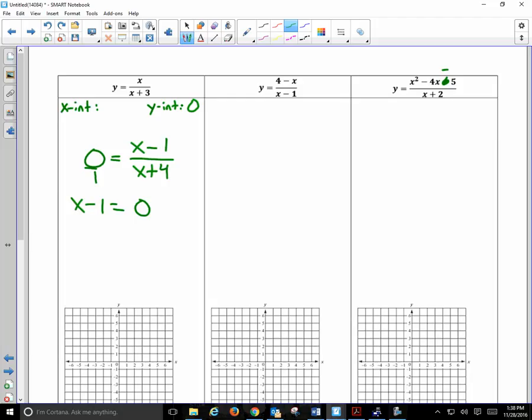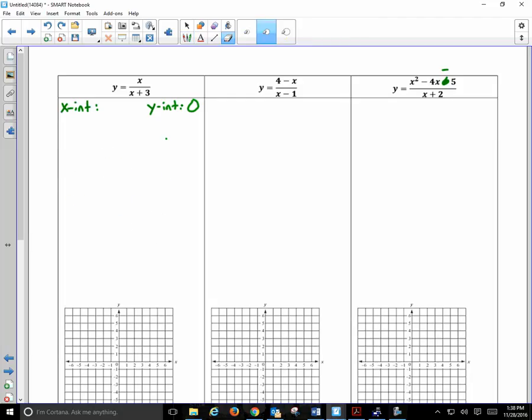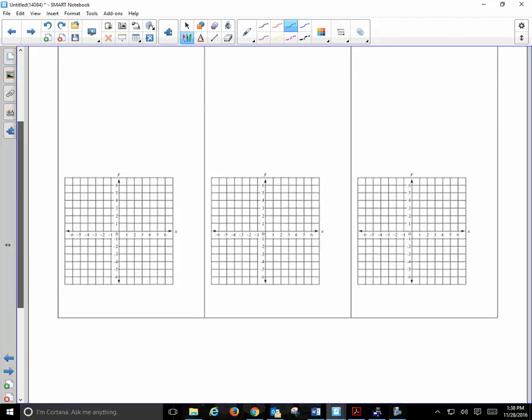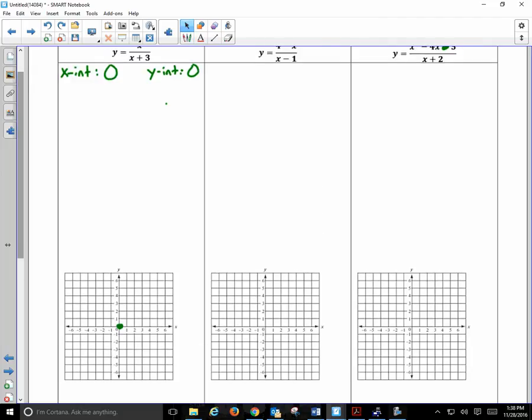Right, so you could just look at where the top is equal to 0 to find the x-intercepts. That's a quicker way of trying to think about it. So the x-intercept occurs at 0 as well. So what we know is that this graph goes through the origin. Sweet.